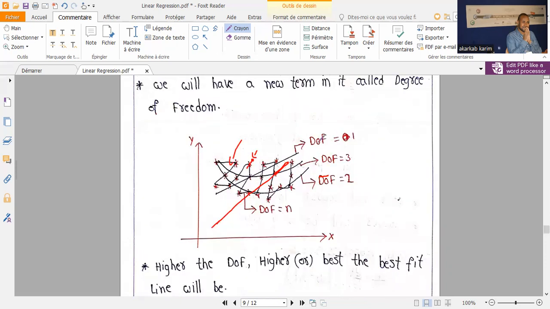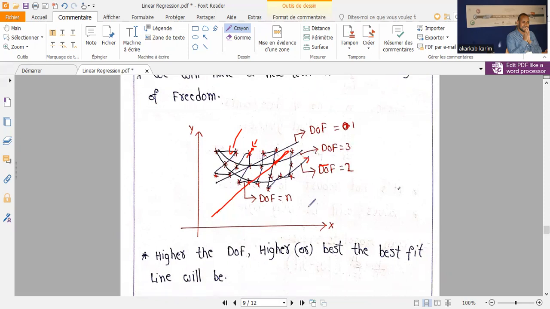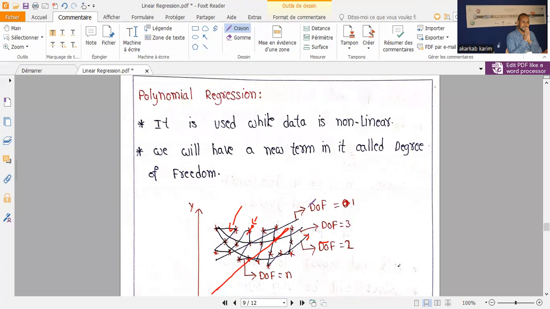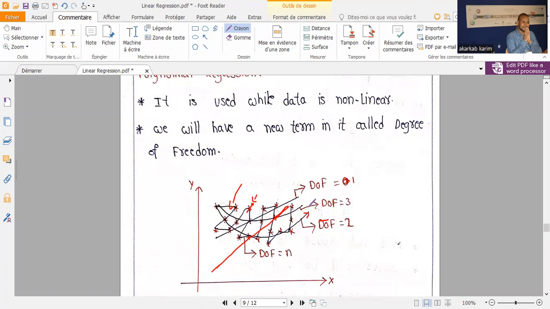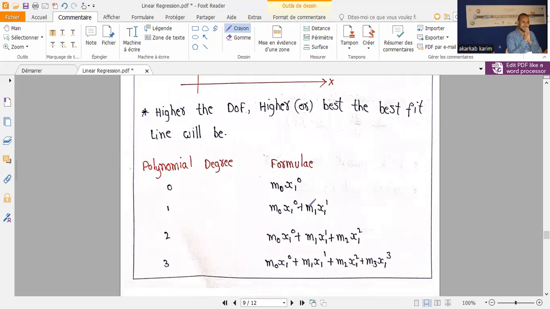So if we see a degree of freedom of 1, that means we have a straight line. But with a degree of freedom of 3, the equation comes like that. It's like a cubic function. And if we have a higher degree of freedom, we have this representation. Well, the degree of freedom is very important when we're facing a polynomial problem. Well, this is the formula.